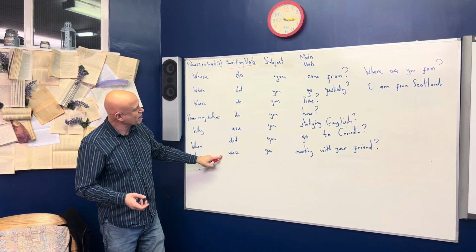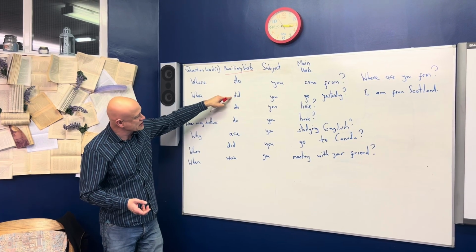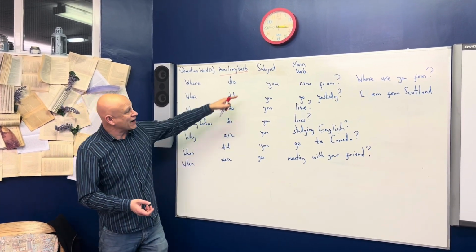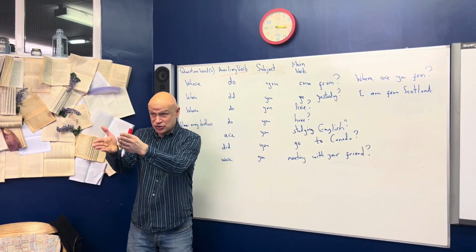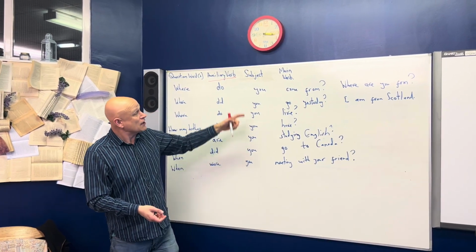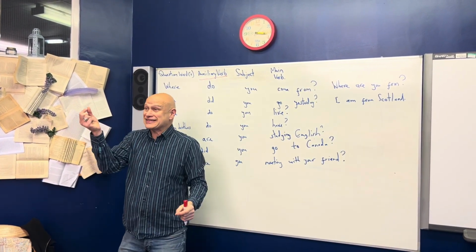And look at them. There are loads of different ones. There's do, there's did, there's are, and there's were. Then we have the subject, which in this case, because we're asking questions to each other, it's always going to be the word you for now. But then we have the main verb, and we need to get that right as well.